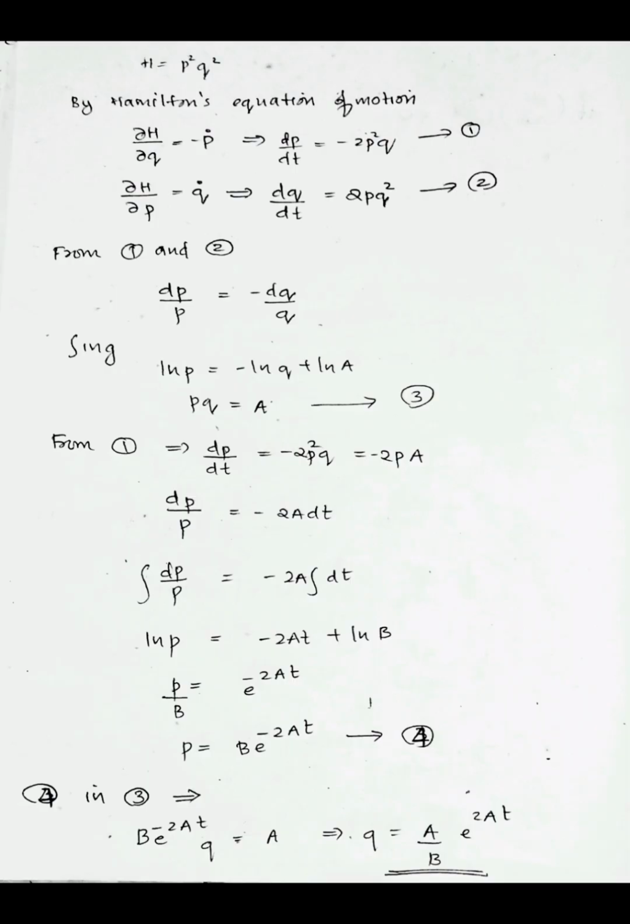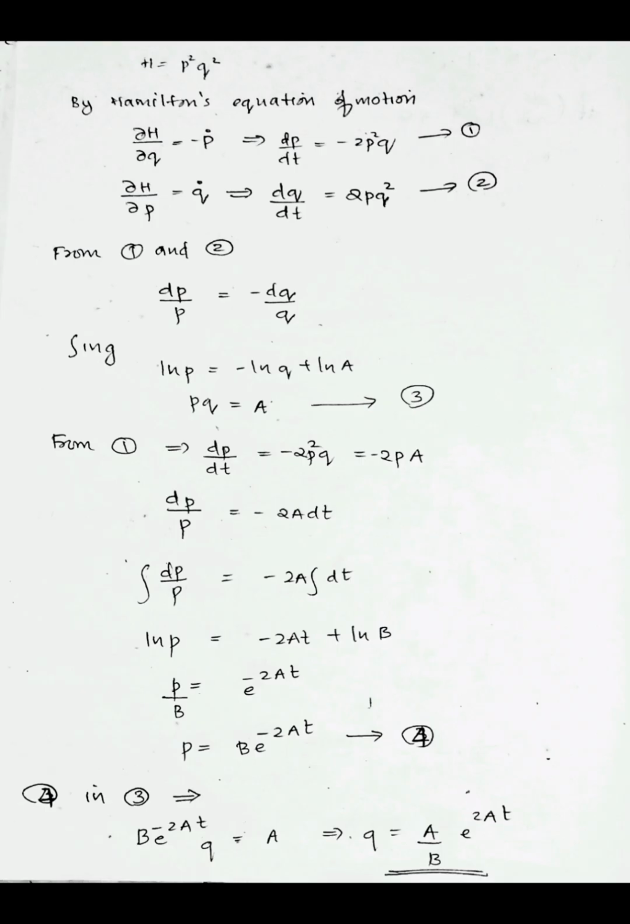H is equal to p square q square. By Hamilton's equation of motion, ∂H/∂q is equal to minus p dot, that is dp/dt is equal to minus 2p square q. This can be written as equation number 1. ∂H/∂p is equal to q dot, that is dq/dt is equal to 2p q square. This can be written as equation number 2.